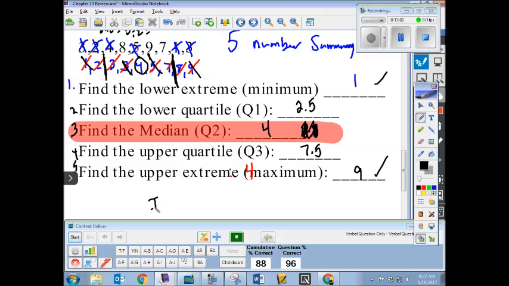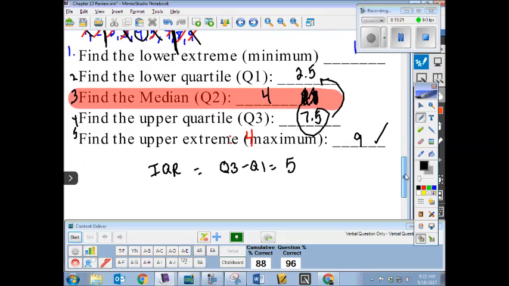Okay? So here's what I want you guys to do real quick. I want somebody to tell me what the IQR is. What is the interquartile range, Ash? It is 5. It's when we take Q3 and subtract Q1, which is this minus this, which gives us 5. Stop packing up, please.